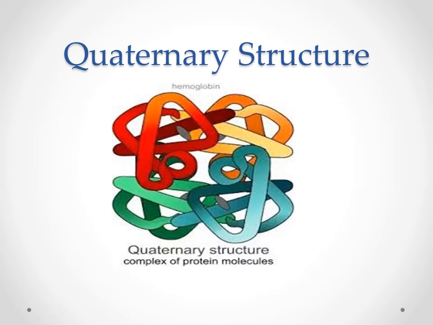The quaternary structure of a protein is the association of several protein chains or subunits into a closely packed arrangement. Each of the subunits has its own primary, secondary, and tertiary structure. The subunits are held together by hydrogen bonds and the forces between non-polar side chains.